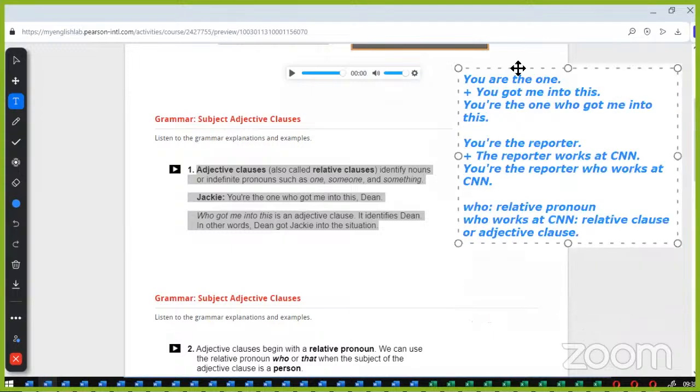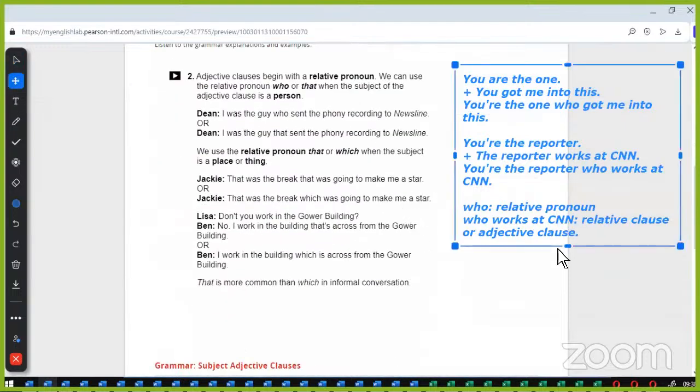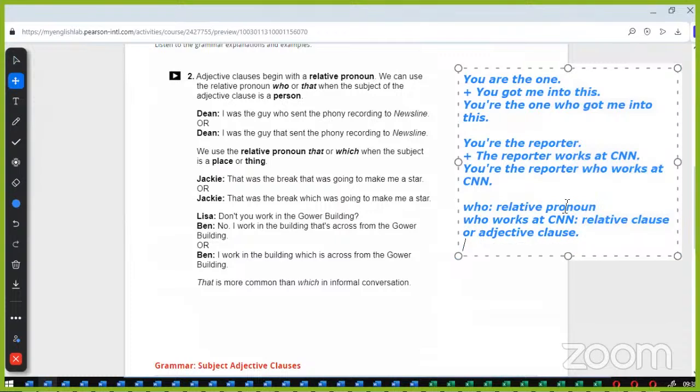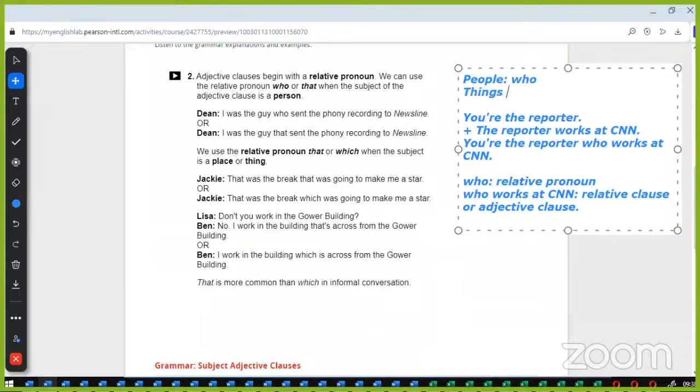Okay, so that's the thing. Also, when you refer to people, it's better to use who, and for things and places, which. Okay, you can also use that, but it's more informal. I wouldn't recommend that in the TOEFL.